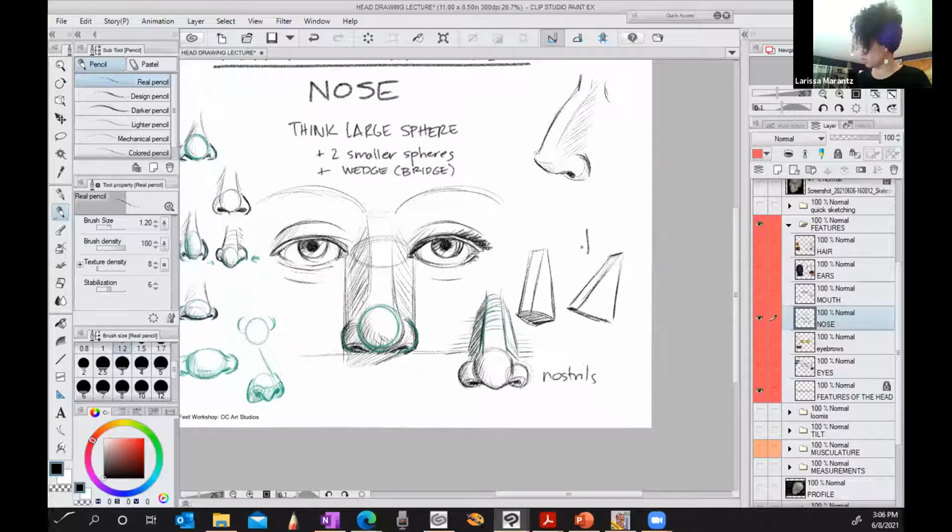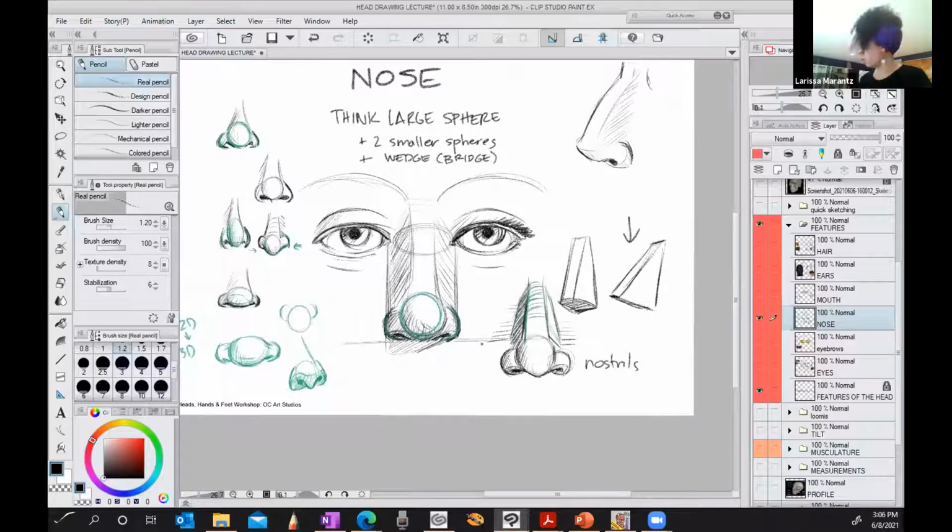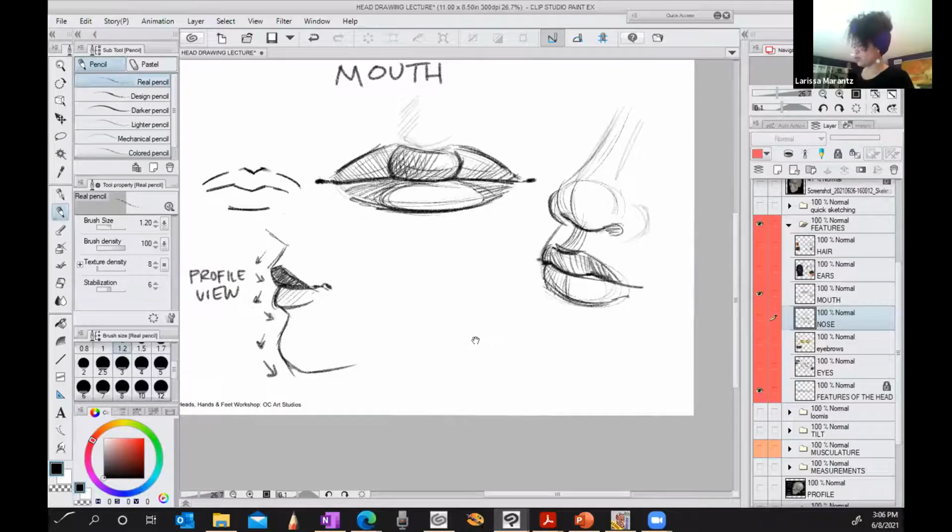And so if you think of this nostril as just a wedge shape, plus these smaller spheres of the nostrils and a larger sphere for the bulb of the nose, that's a really simple way to remember how to draw the nose. Okay, we're at 306. Let's keep going. Okay, so the mouth.